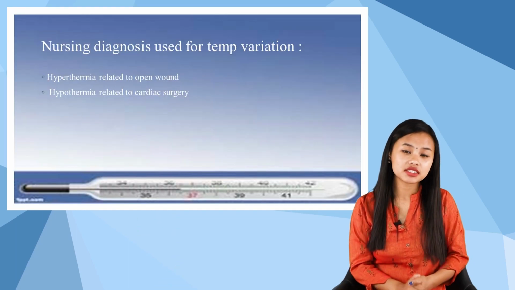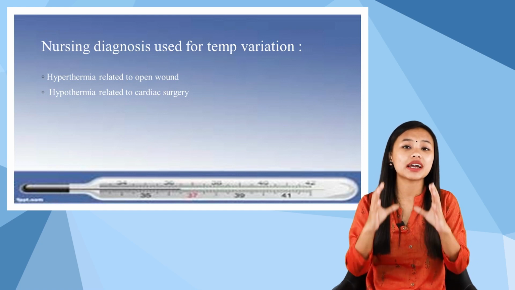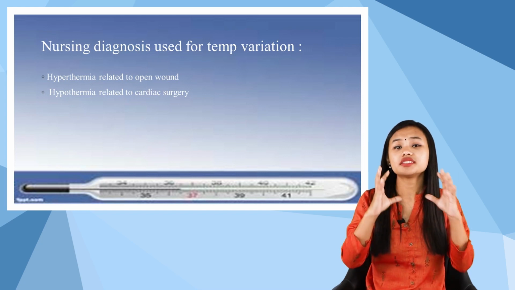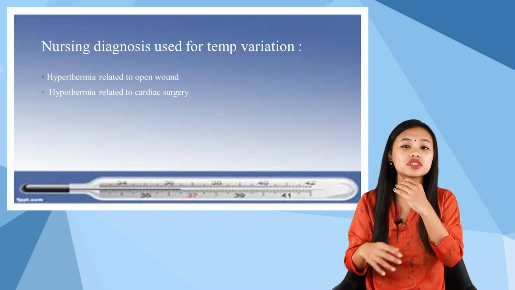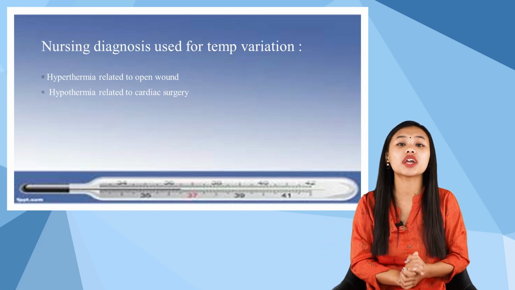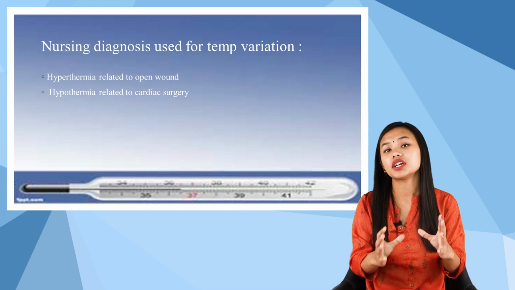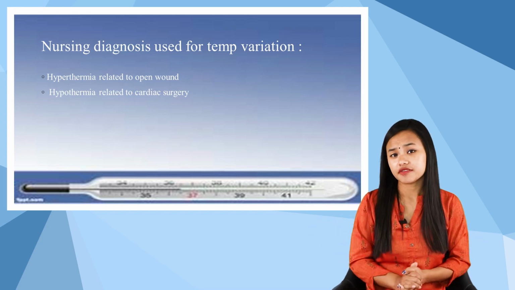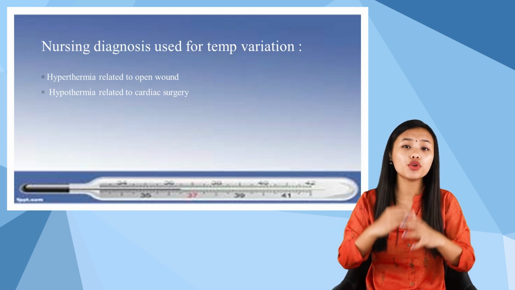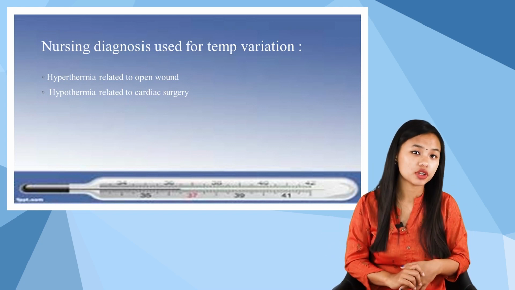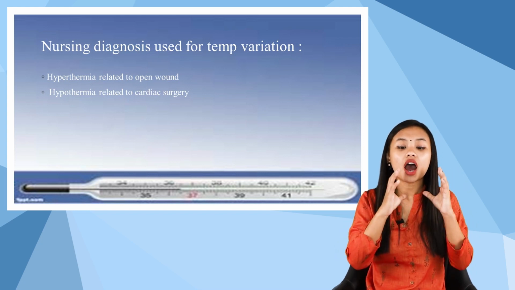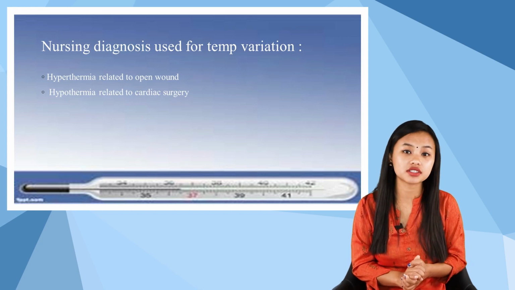What are the nursing diagnoses which you can formulate if you find that the client is having a variation in the body temperature? In case you find that a client is having an increase in body temperature because of the presence of an open wound, then you can state it as hypothermia related to open wound. In case the client had undergone any cardiac surgery and after this has been performed, you have encountered that the client's body temperature is below the normal level, then you can state it as hypothermia related to cardiac surgery.